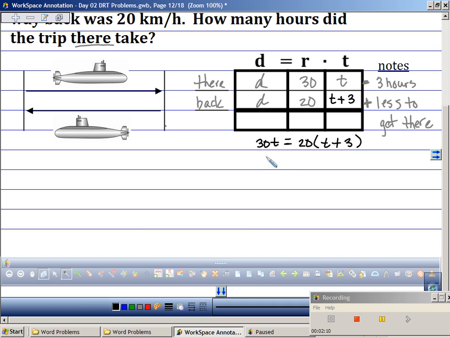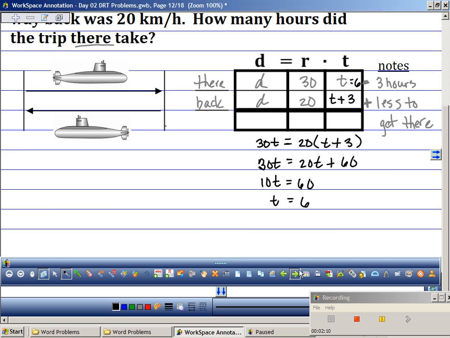We know how to solve that, right? What do I do? Distribute. So 30T equals 20T plus 60. If I take 20T off of both sides, what am I left with over here? 10T equals 60. So what's T equal? Does it make sense? If T equals 6, how long did it take to get back? 9. Is there a difference of 3 hours between them? Yeah. Starting to get it a little bit?